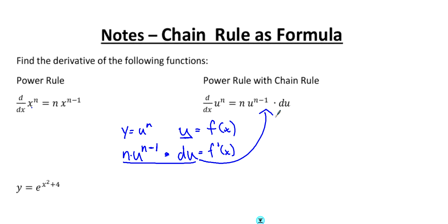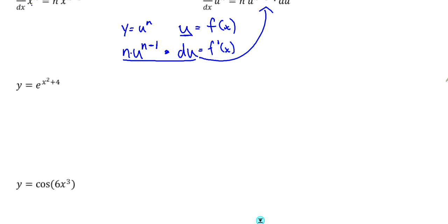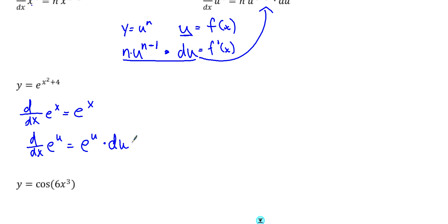So we can do this to almost any of our formulas. For instance, looking at this next problem, I've got e to the x squared plus 4. Now, our original derivative of e to the x is e to the x. Our chain rule variant of it would be, say, e to the u. And the derivative of e to the u would be e to the u times the derivative of u.